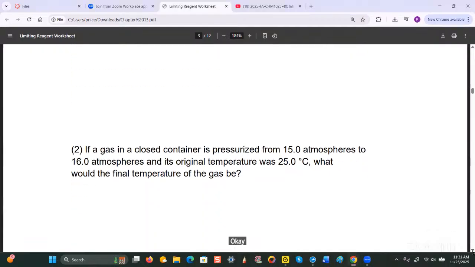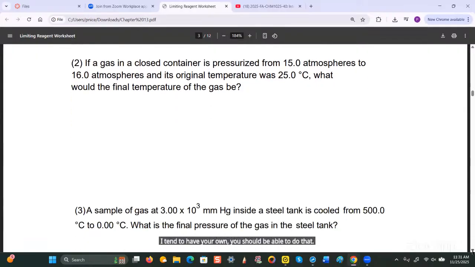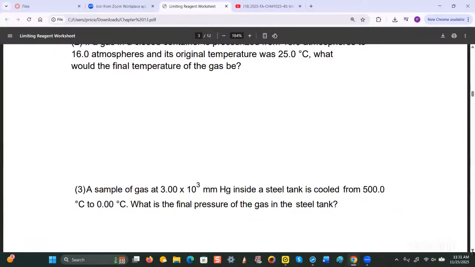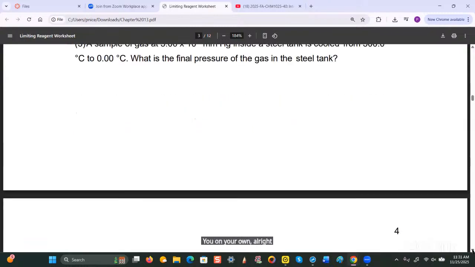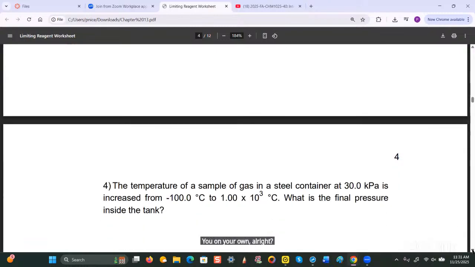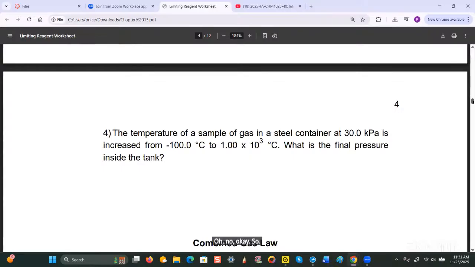Okay, I'm going to leave question number 2 in that section for you to attempt on your own. You should be able to do that based on what we have done. Let me see question 3. And question 3. I'm going to leave questions 2 and 3 for you to do on your own. All right. Hold on, let me see here. This looks like a repeat. Oh no, okay. So questions 2 to 4 you should be able to do.